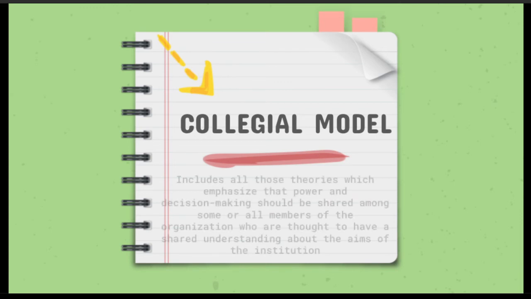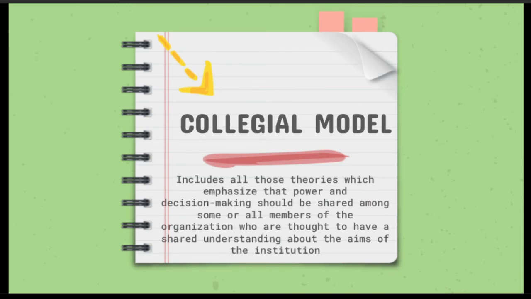Collegial model. This includes all those theories which emphasize that power and decision making should be shared among some or all members of the organization who are thought to have a shared understanding about the aims of the institution. It is strongly normative in orientation. It is particularly appropriate for schools and colleges that have significant numbers of professional staff, and the teachers are the ones who possess authority arising directly from their knowledge and skills.